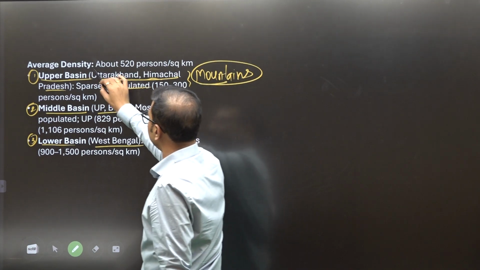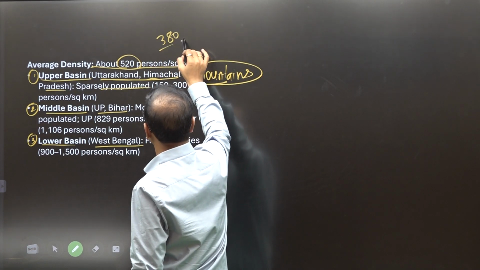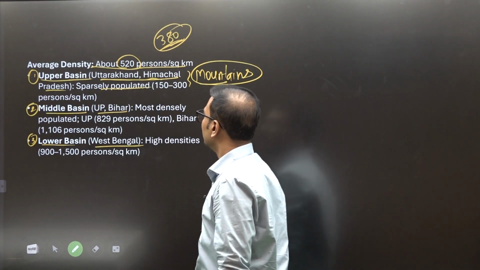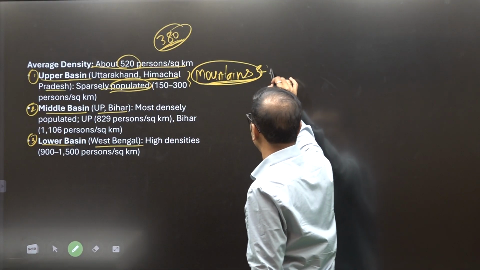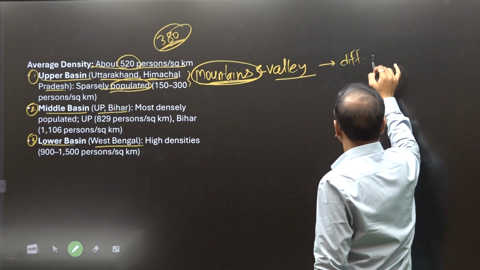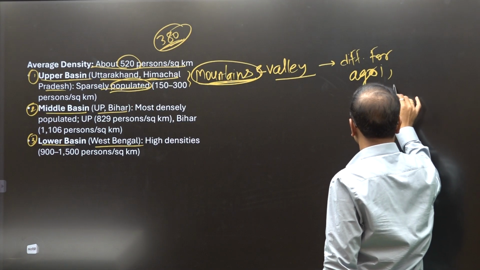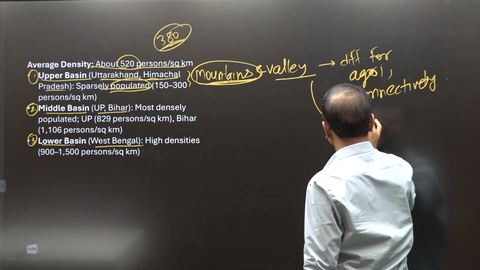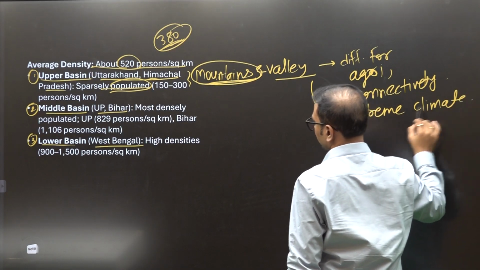Okay. So the average density of the Ganga river basin is 520 persons per square kilometer. Of that, India's average is 380 or 385. So it is more than the national average of the country. Then the upper basin, why is it sparsely populated? Mountainous region, mountains and valleys. So we can say it is difficult for agriculture and connectivity, transport, and that's why it is sparsely populated. Also we can say that it has an extreme climate. These mountainous regions will have extreme climate. It is not a livable climate throughout the year.